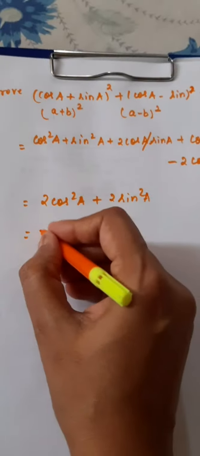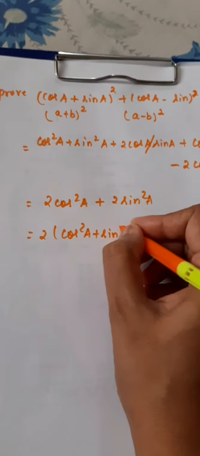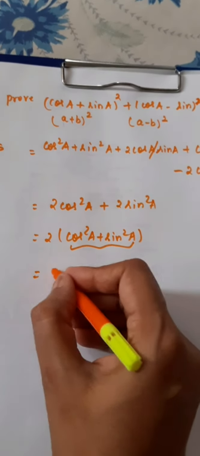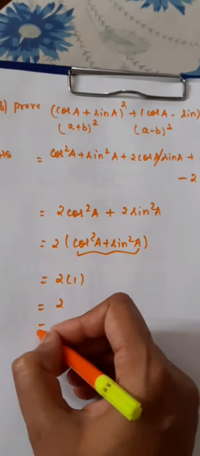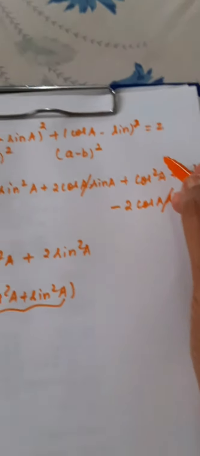So by taking 2 in common, it's going to be cos square A plus sin square A, which is 1 as per Pythagoras identity. So 2 into 1 is 2. That's the RHS, hence proved.